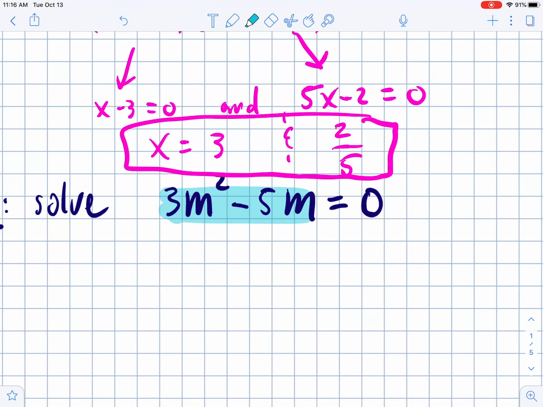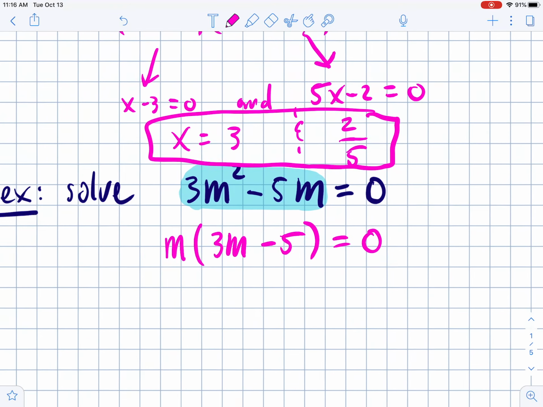This is baby factoring, because before you do any type of more simple or advanced factoring, you should always see if all the terms have something in common. These two terms both have an m in common. So you would factor that m out to the front, and that would leave you with 3m minus 5 left over.